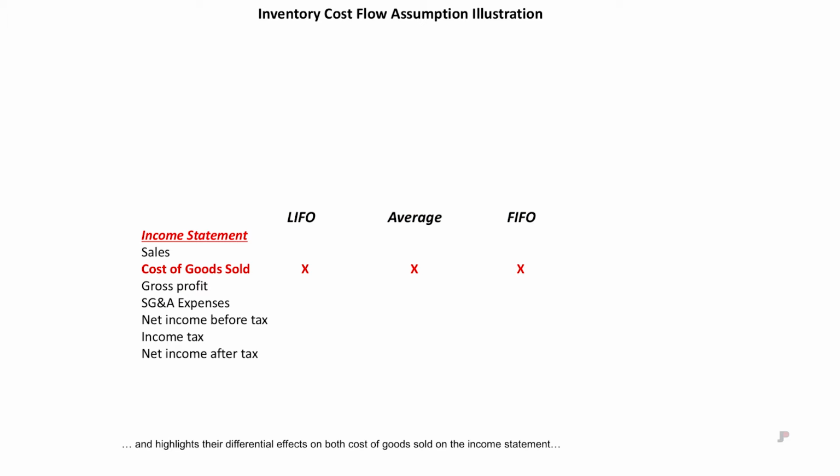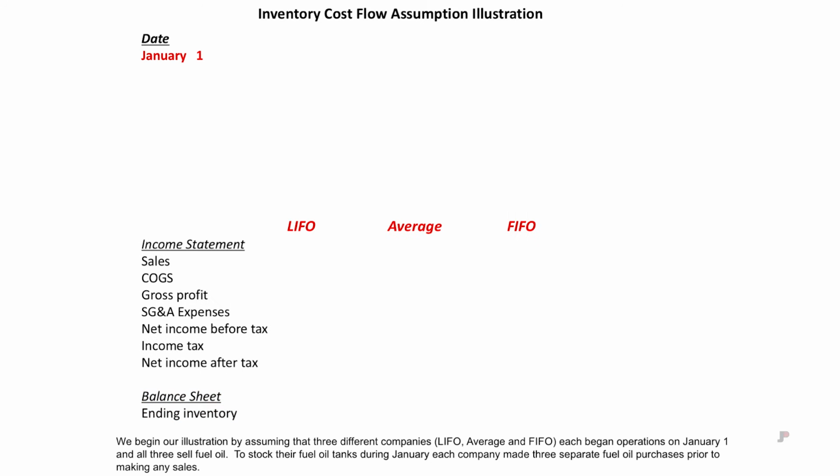Let's now turn to an illustration that demonstrates the mechanics involved in applying each of the three inventory cost flow assumptions and highlights their differential effects on both cost of goods sold on the income statement and ending inventory on the balance sheet. We begin our illustration by assuming that three different companies, LIFO, Average, and FIFO, each began operations on January 1, and all three sell fuel oil.